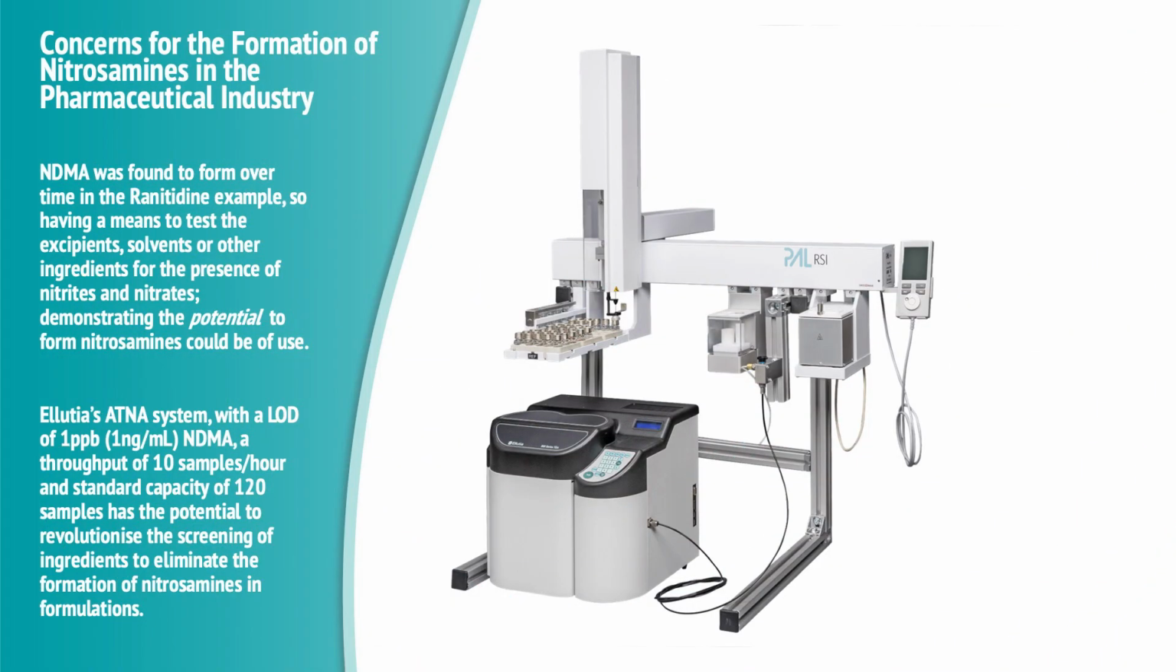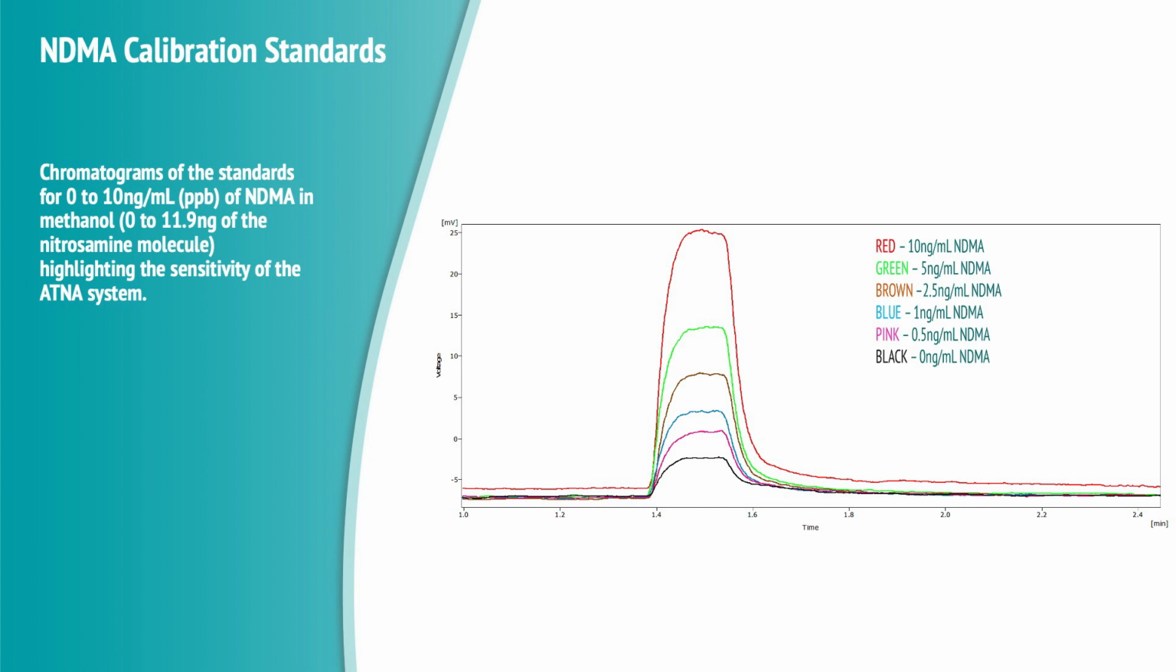be formed. And Ellutia's ATNA system, with an LOD of 1 ppb or 1 nanogram per mil of NDMA, with a throughput of 10 samples an hour and a standard capacity of 120 samples, is a system that we'd like to introduce you to. So these are chromatograms of NDMA standards that we've analysed, highlighting the sensitivity of the system.